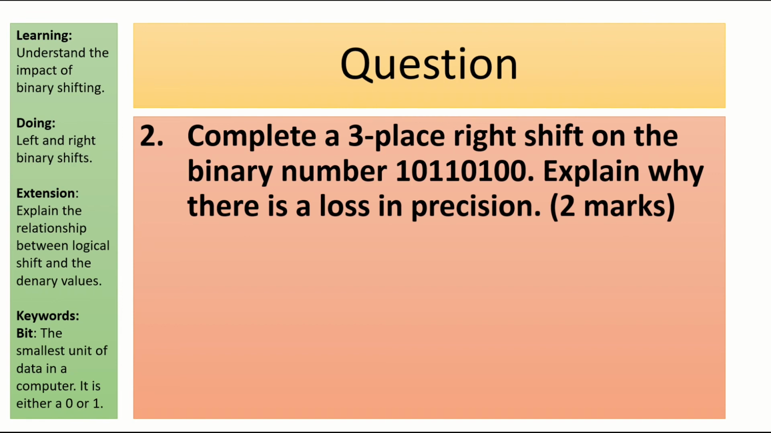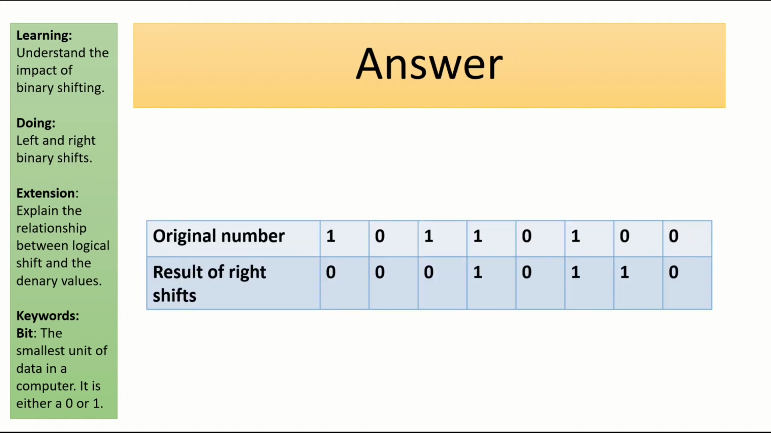The next one says complete a 3-place right shift on the binary number 10110100. Explain why there is a loss in precision. So the original number, and then the result of our right shift, as we see, we've moved 1, 2, 3 places down. Each of these bits goes 1, 2, 3 down.